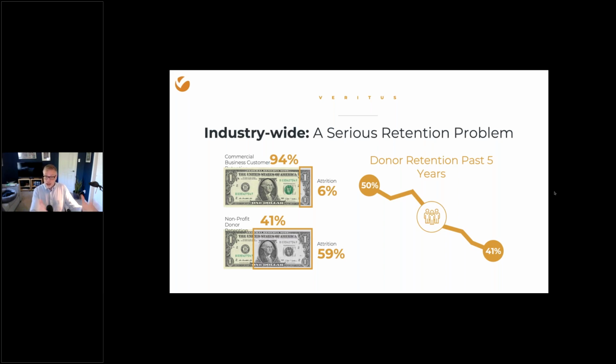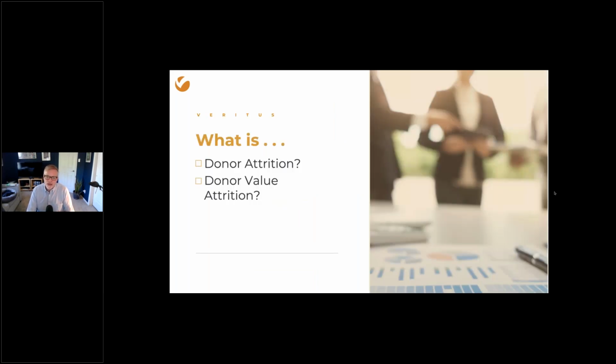On the other side, the commercial end, they're doing a much better job of identifying their customers and keeping their customers. We're not doing such a great job in the nonprofit world. And so there's a lot of room for improvement on our end to be able to hold on to donors, but not only hold on to donors, but hold on to the value of those donors. So there's a difference between donor attrition and donor value attrition.